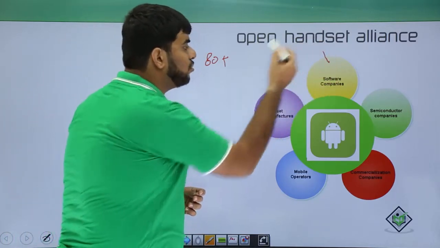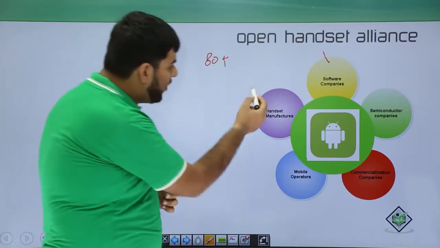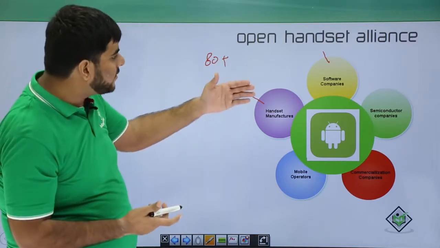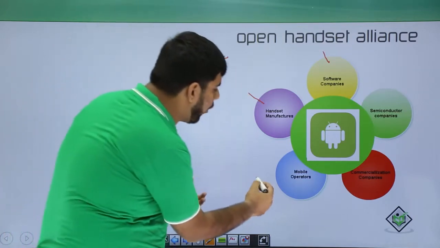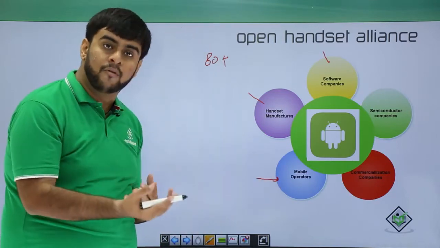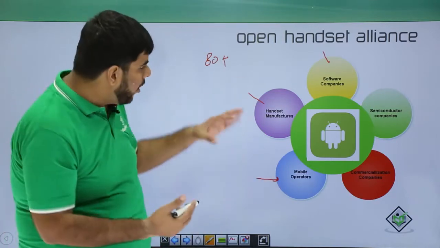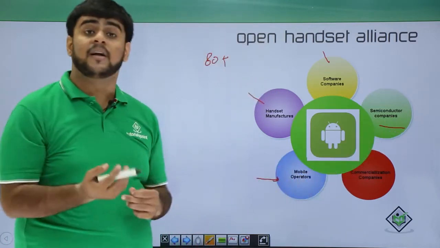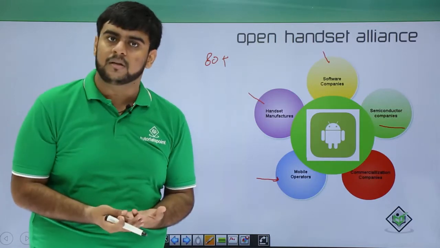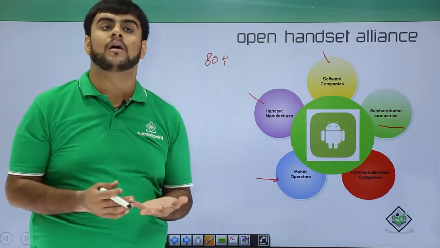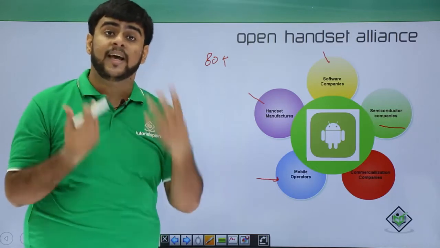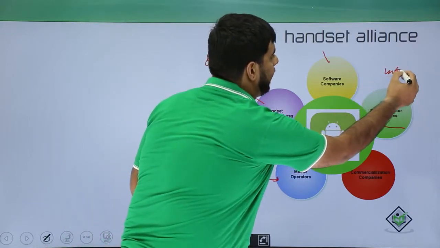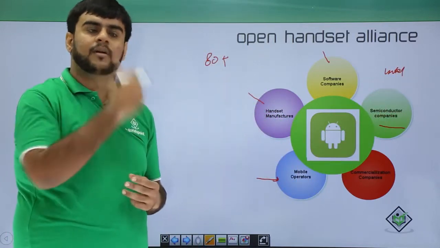These companies are software companies like Google and eBay, then some handset manufacturers: Samsung, Xiaomi, LG, HTC. All these companies are clubbed with mobile operators like Airtel, Vodafone, AT&T, Verizon. All these companies come together with some semiconductor companies. What do we mean by semiconductors? Do our phones use semiconductors? Yes, we obviously use them a lot. Our processors, our memory chips, everything is based on semiconductors. So for semiconductors, companies like Intel and ARM are examples.